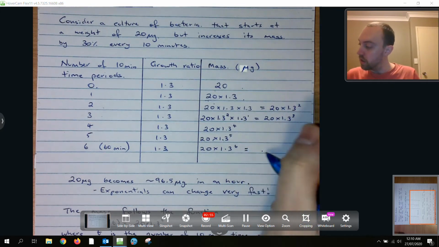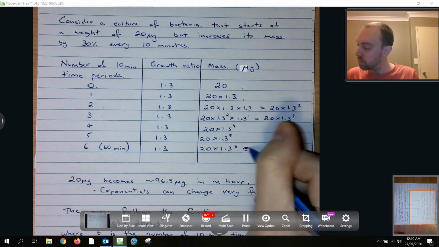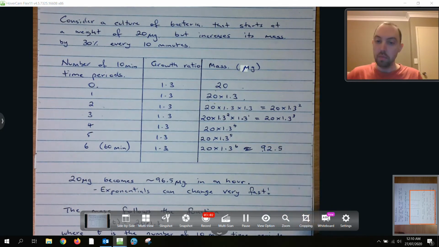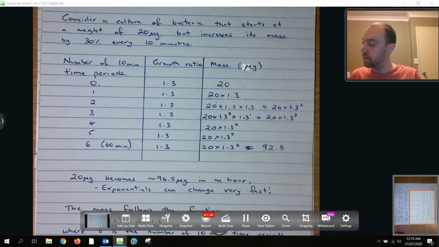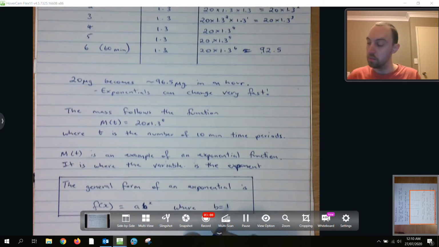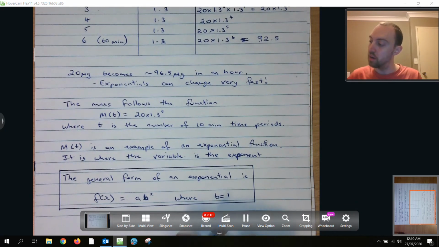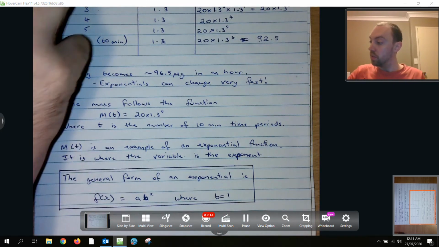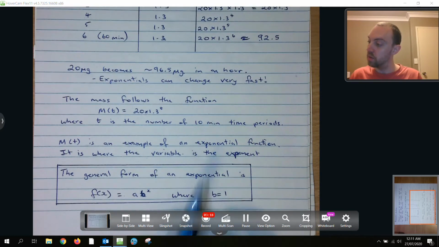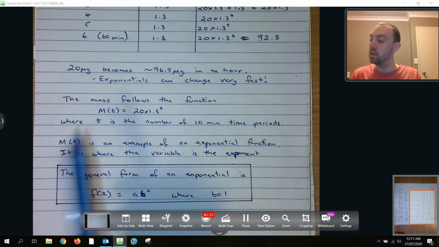This, when you actually work it out, becomes approximately, and I'll use this squiggly equals, approximately 96.5. Right. So our 20 micrograms suddenly becomes 96.5 micrograms. And that's quite a big growth. It's almost 5 times what it was in an hour. It's pretty crazy, but it's a small number, 30%, but it's increasing so often.